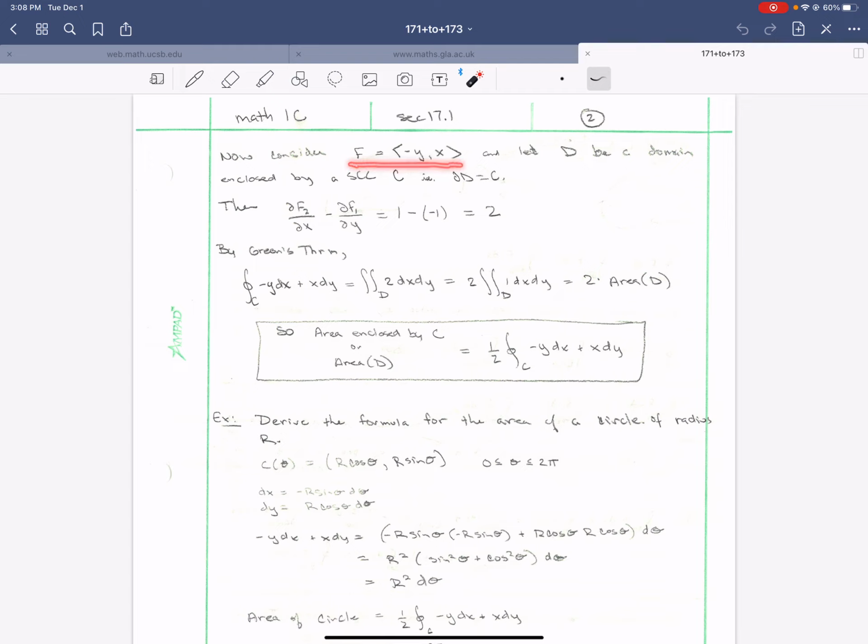If you consider this very specific vector field, negative y comma x, and let D be any domain bounded by a simple closed curve, then what is true is the derivative of the second function with x is 1. The derivative of the first function with y is negative 1. And when you subtract them, this is the integrand from Green's theorem. That piece, then, the integrand is just 2. And so then what I know is this. If I do this integral right here, it comes out to be 2.